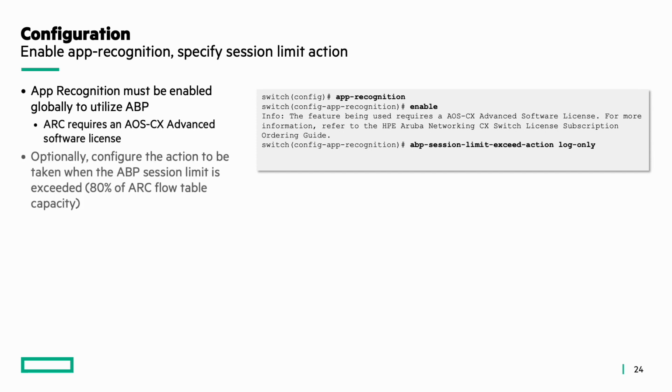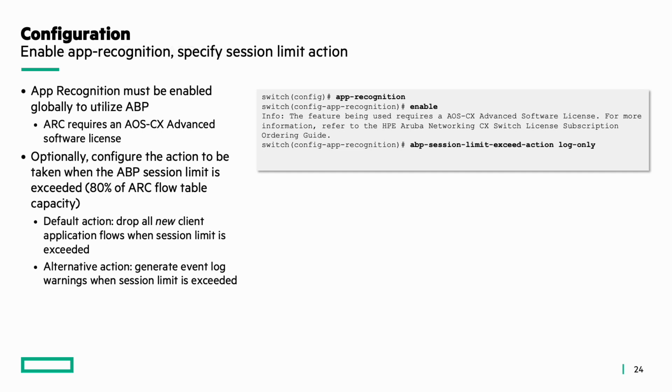As an optional additional step, you can configure an alternative action to be taken when the app recognition session limit is exceeded, which is 80% of the flow table capacity. Remember that the default action is to drop all new client flows when the session limit is exceeded. The alternative action is to only generate event log warnings when the limit is exceeded.